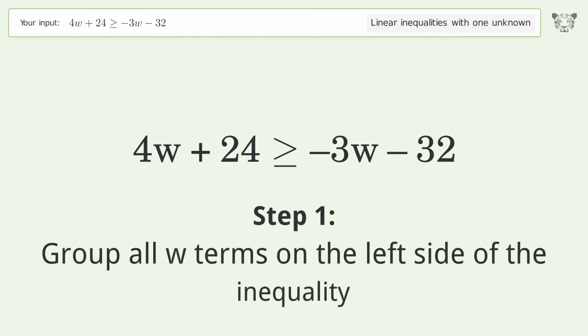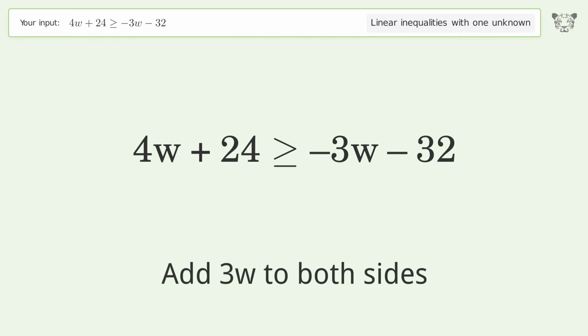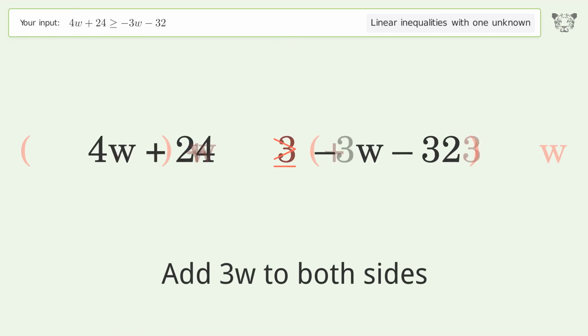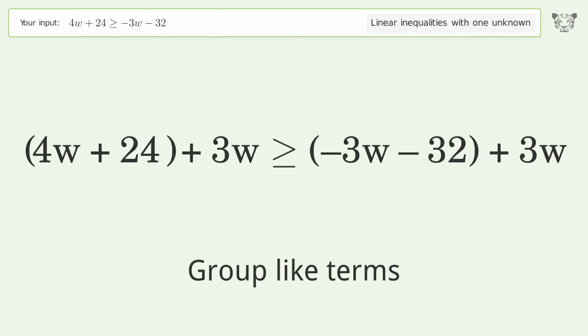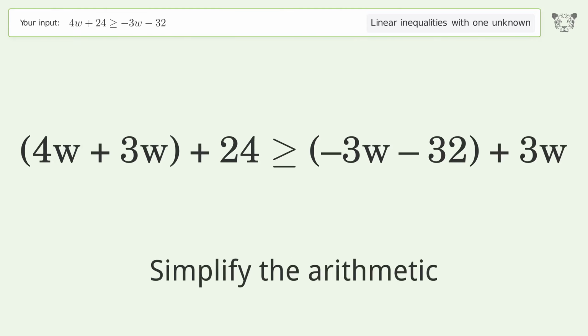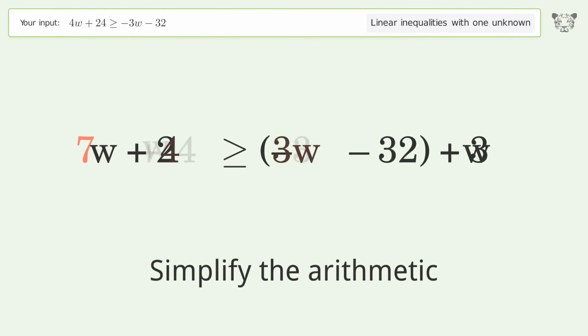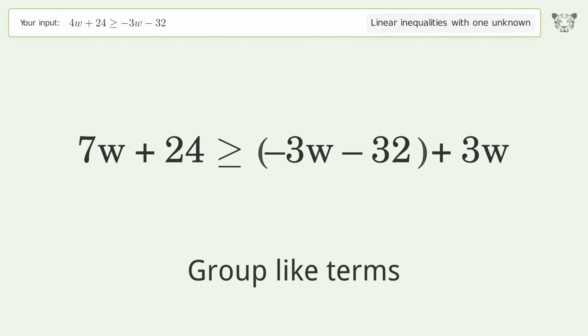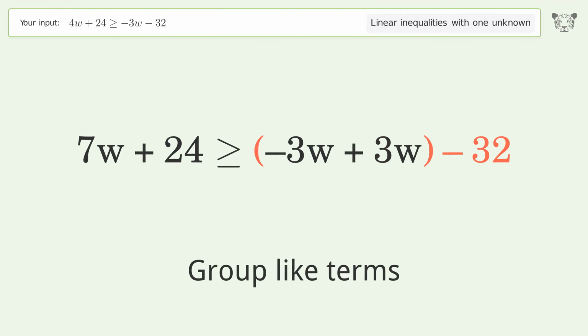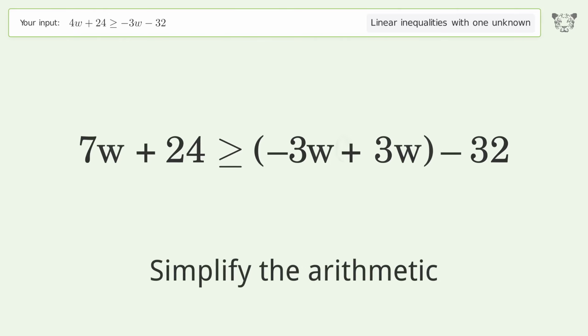Group all w terms on the left side of the inequality. Add 3w to both sides. Group like terms. Simplify the arithmetic. Group like terms. Simplify the arithmetic.